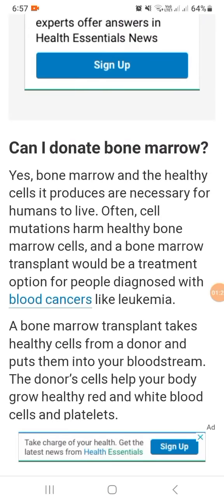So can I donate bone marrow? Yes. Bone marrow and the healthy cells it produces are necessary for humans to live. Often cell mutations harm healthy bone marrow cells, and a bone marrow transplant can be a treatment option for people diagnosed with blood cancer like leukemia. A bone marrow transplant takes healthy cells from a donor and puts them into your bloodstream. The donor cells help your body grow healthy red and white blood cells and platelets.